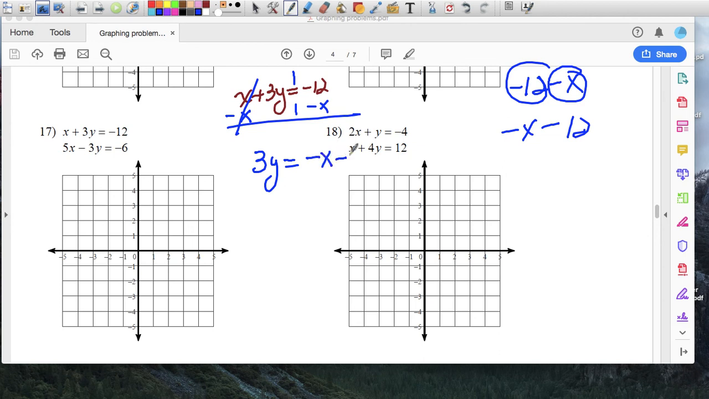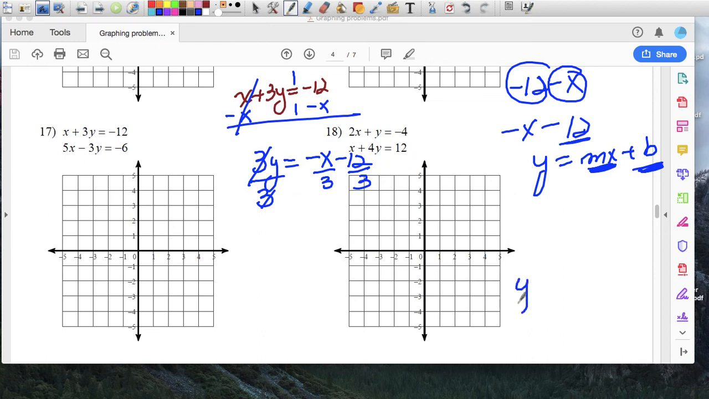So do not write it the other way, because we want our equation to be in this format, mx plus b, right? Where this is my constant, so it should always be in the back, and my slope should be in front. So negative x minus 12, right? Now I have to get rid of this 3, so I'm going to divide this by 3, which means I divide this by 3 and this by 3. So my equation of the line, I'm going to write it here in the corner: y equals negative x over 3 minus 12 over 3, which simplifies to 4.